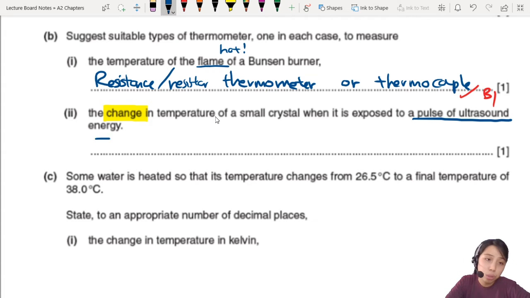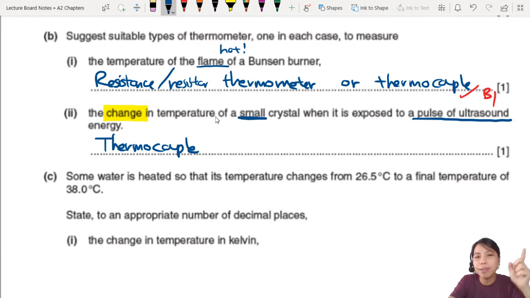So my top choice I would choose is thermocouple. Okay, thermocouple. Because thermocouple measure changes pretty well. And also the thermocouple can measure very small things because the tip of the probe is very small. Some of you may argue, how about the resistance thermometer? Well, the resistance or resistor thermometer can't measure things that change as quickly, so I wouldn't put that. Okay, so thermocouple is the best choice for small things, quick change in temperature.